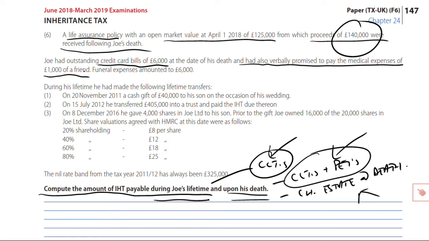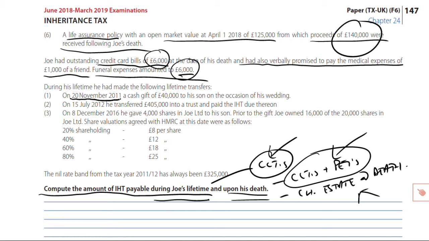What there is an allowable deduction for, funeral expenses amounting to £6,000. So that's deductible, the credit card bills, that's deductible, the reasonable funeral expenses there. And then we get where most of our work is going to be involved, the lifetime transfers. So remember what we do. We must label each one and apply whether any exemptions, reliefs are available to you.